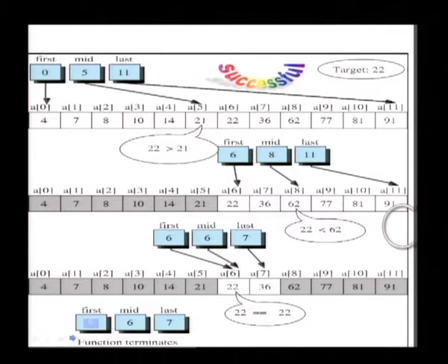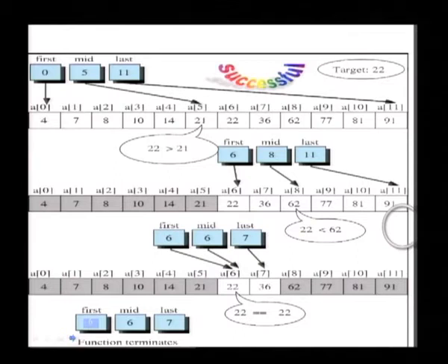And as you can see now, first and last have become 6 and 7 respectively, and mid is now 6, 22 is successfully found, and the algorithm terminates reporting the index of the location where 22 has been found, which in this case is 6.